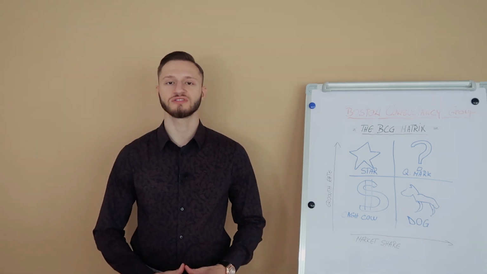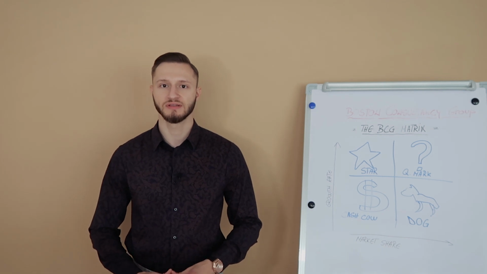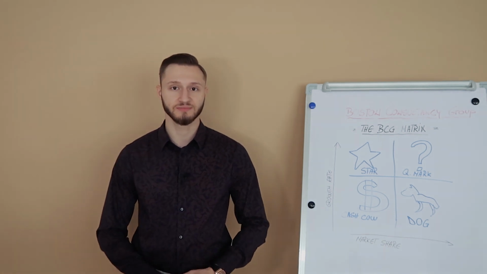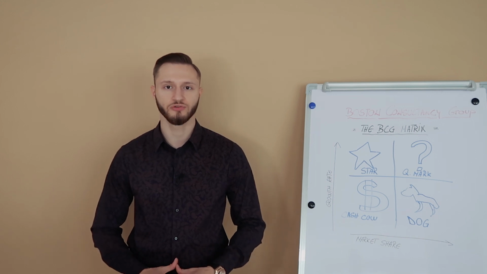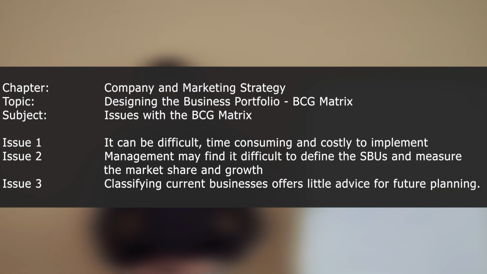Obviously, there are also some problems that some companies observed by using this matrix, and I think it's worth mentioning them. So let's see problems when you use the BCG Matrix. This matrix can be difficult, very time-consuming, and costly to implement. Management may find it difficult to define the SBUs and measure the market share and growth. Classifying current businesses offers little advice for future planning. For all these reasons, some companies went for other approaches.